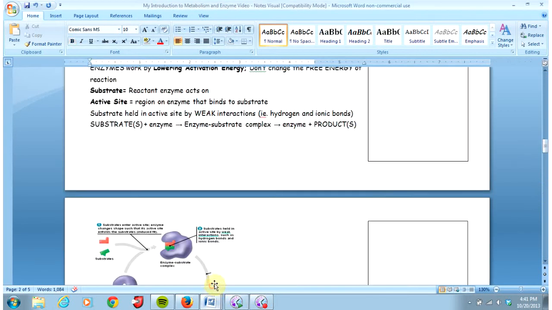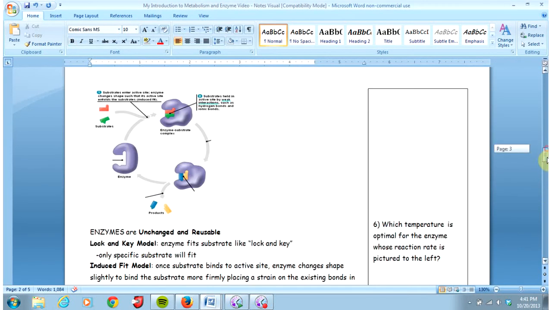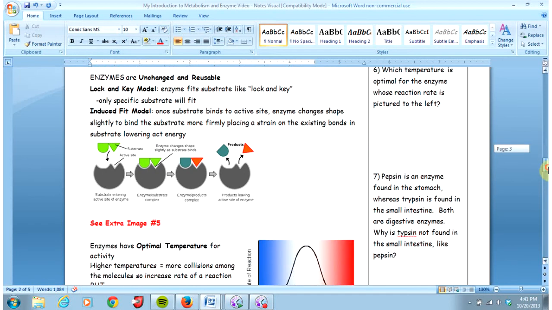Something that scientists have been debating is the way that the enzymes and substrates fit together. Initially, scientists believed that enzymes and substrates fit together like a lock and key. The enzyme is going to represent the lock with its active site being the keyhole, and then the substrate would fit in exactly into the keyhole. Now we think that the induced fit model is more likely.